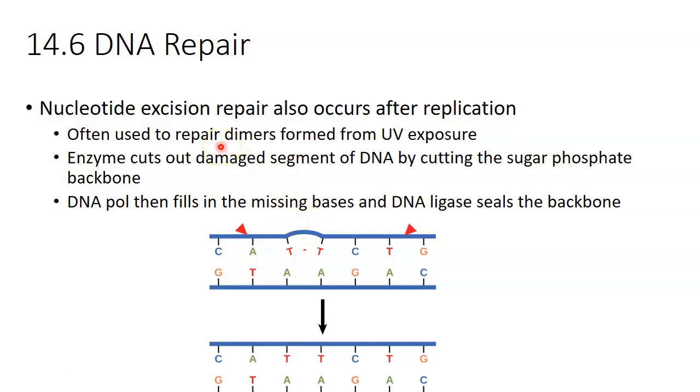So you have enzymes that are constantly surveying the DNA to make sure damage has not been done. This is called nucleotide excision repair, so actually fixing the DNA. Enzymes come in and cut out the damaged DNA, usually a segment, maybe a little bit larger. Then DNA polymerase comes in and fills in the missing bases, and DNA ligase comes in and seals the backbone. That would be either DNA polymerase 1 or 2. They have the capability to do that fixing.